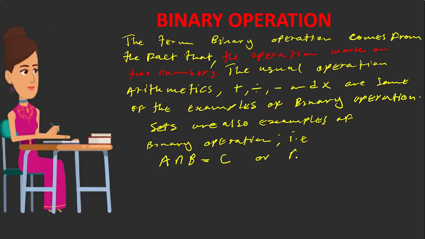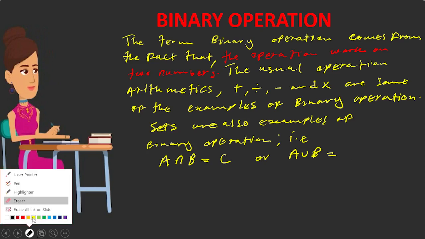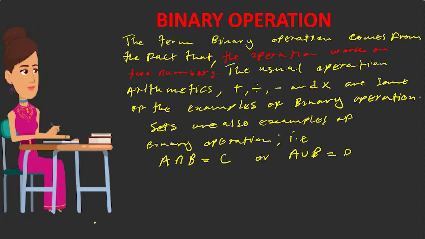Or you can say A union B is equal to C, where C is the new set we have when we combine A and B, or C is the new set when we find the intersection of A and B. Let me just put a D here just for some of you to quickly understand. So what we are considering as binary operations are these here, the intersection and also the union. These are just some of the examples of binary operation that you can consider.